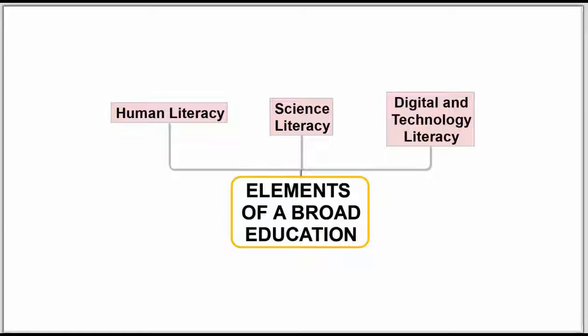It is also important to understand telecommunications because we live in a world that is intercommunicated. And finally, a topic that is of great relevance right now is artificial intelligence. So these subtopics make what is understood as digital and technology literacy. These two areas of human literacy and digital and technology literacy will be covered in future videos. This particular video addresses science literacy.